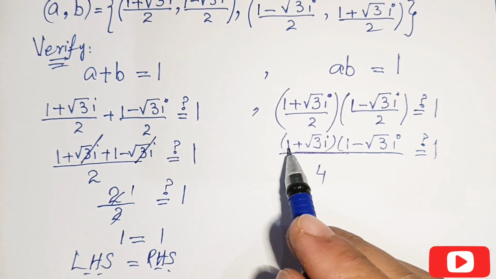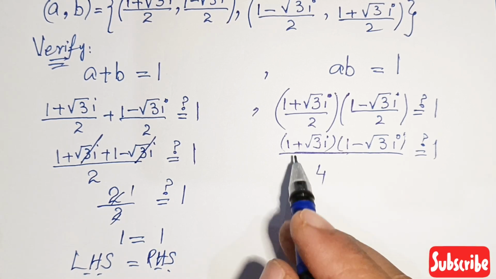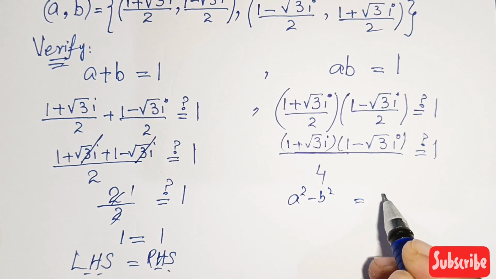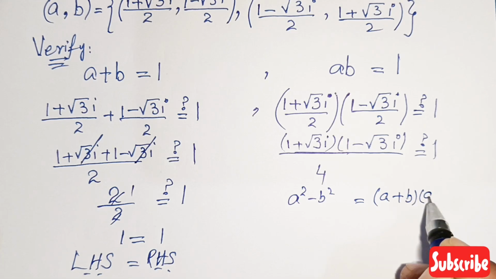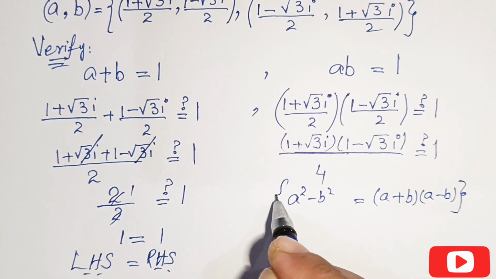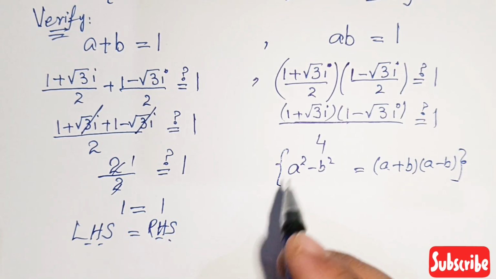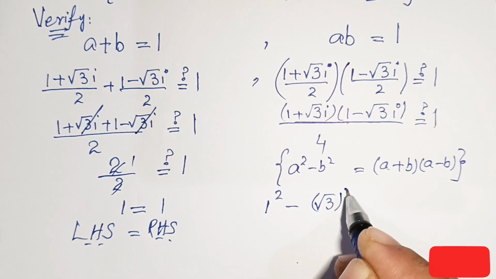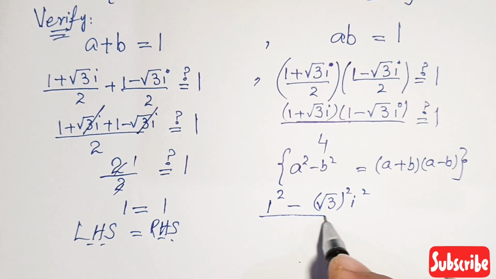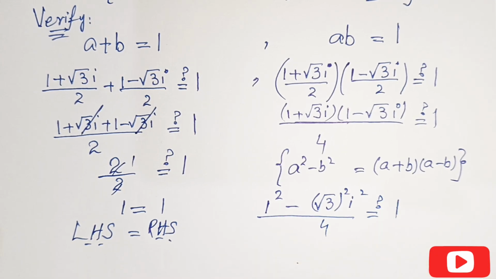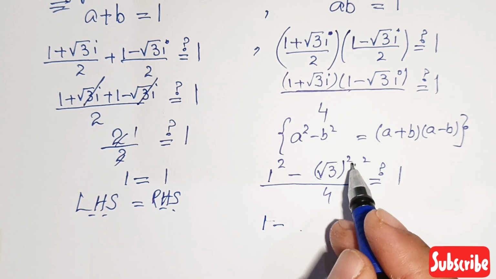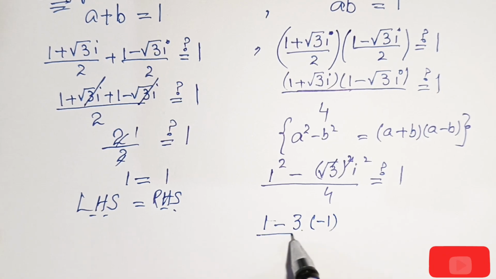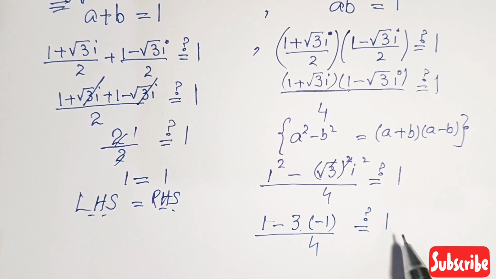Now here it is a plus b and a minus b. We know that a squared minus b squared is equal to a plus b times a minus b. Applying this formula here, we get 1 squared minus (square root of 3) squared times i squared, all over 4. Is it equal to 1? So here we have 1 minus, cancelling the square with the square root, here we have 3. i squared is minus 1, over 4. Is it equal to 1?